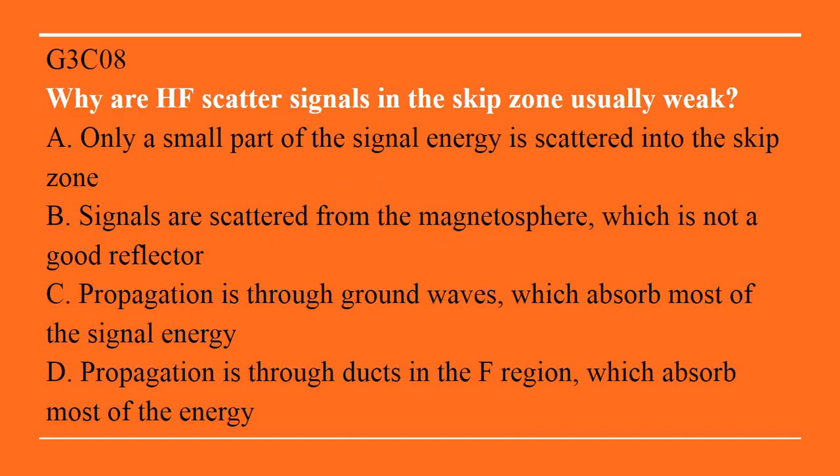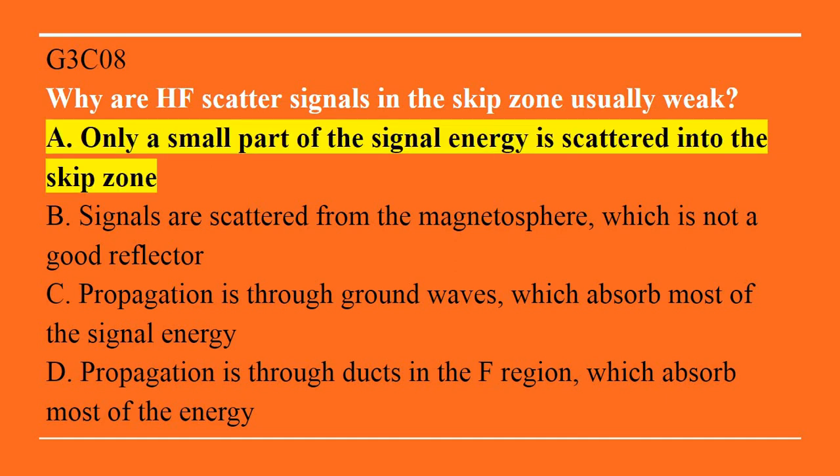G3C08, why are HF scatter signals in the skip zone usually weak? A. Only a small part of the signal energy is scattered into the skip zone. B. Signals are scattered from the magnetosphere, which is not a good reflector. C. Propagation is through ground waves, which absorbs most of the signal energy. Or D. Propagation is through ducts in the F region, which absorbs most of the energy. Answer is A. Only a small part of the signal energy is scattered into the skip zone.